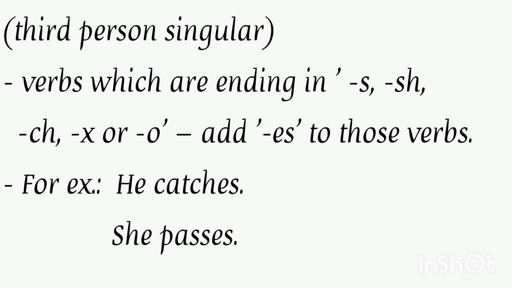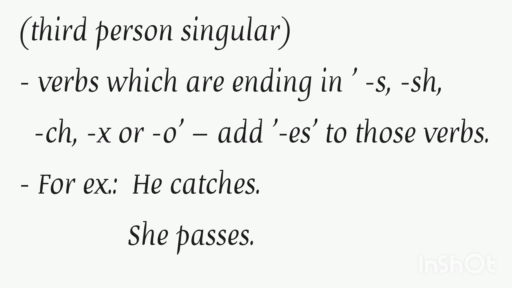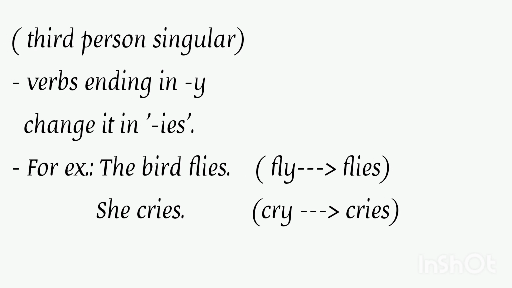Verbs which are ending in s, sh, ch, x, or o, then add es to those verbs. For example, he catches, she passes. If the verb ends in y, then change it to ies. For example, the bird flies, she cries.